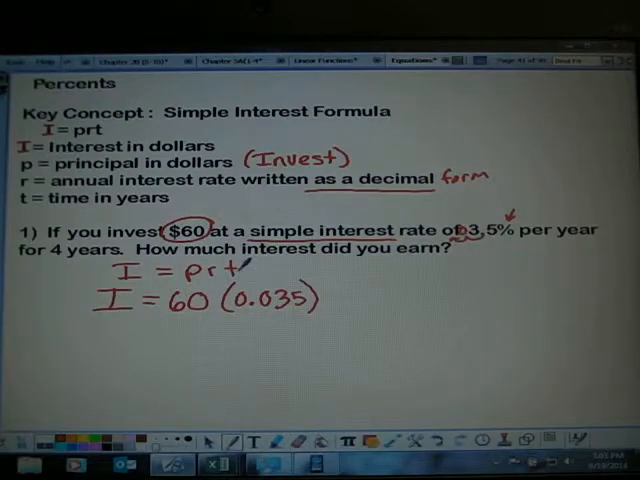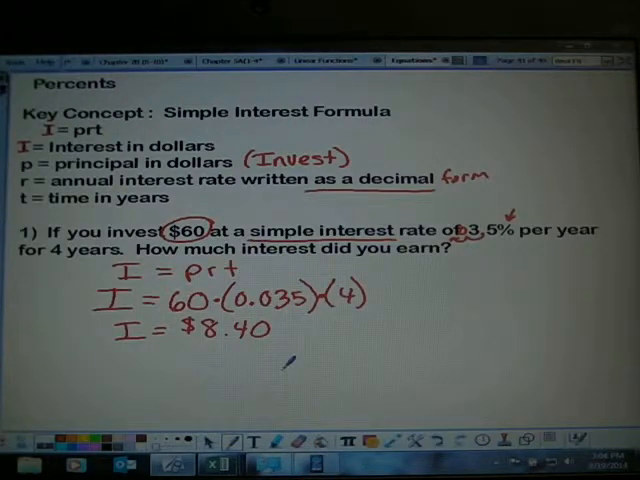And then your time is years. How many years? It's 4. And then it's as simple as typing that in your calculator. When you type that in your calculator, you multiply those 3 numbers together. It's all multiply. You get an interest of $8.40. Make sure it looks like money. I know in the calculator it says 8.4. Make sure it looks like money. Or if you have to round your numbers, make sure you round it properly so it looks like money.